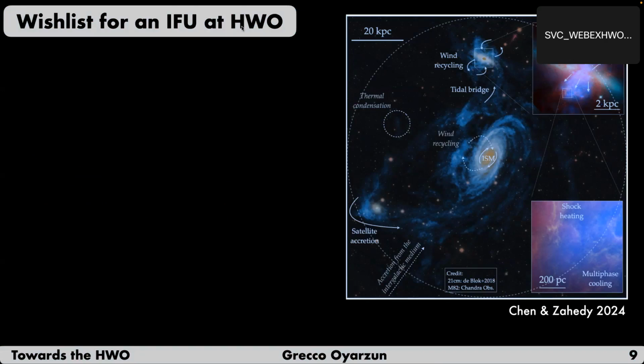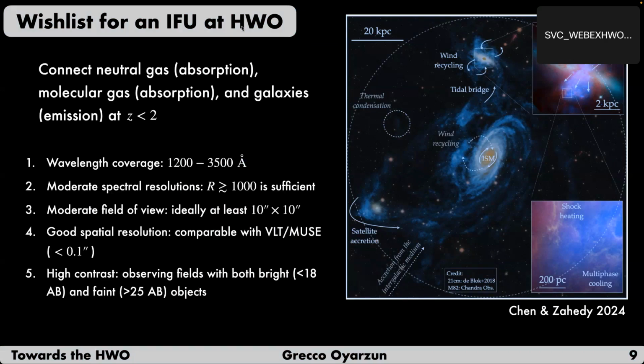So for the last part of the talk, I want to touch on how the prospect of an IFU at HWO would take these types of analysis to the next level. Everything that I was talking about, we're of course limited to doing at redshift of 2 or greater. But with HWO and a UV IFU, we will be able to do this at anything below redshift 2. And that, of course, has the benefit of being able to take advantage of larger angular sizes of galaxies, which increases the spatial resolution that one can achieve, but also the availability of quasar sightlines.